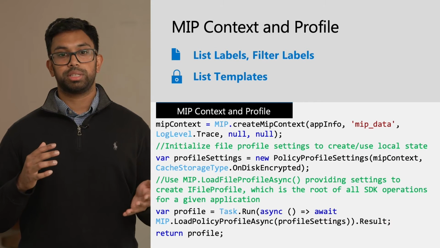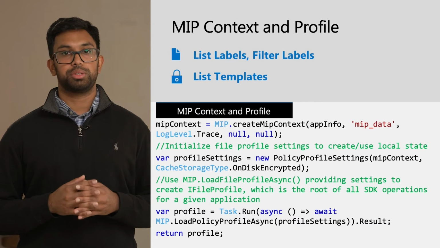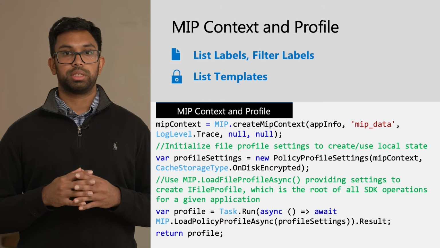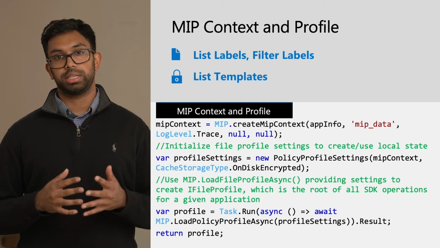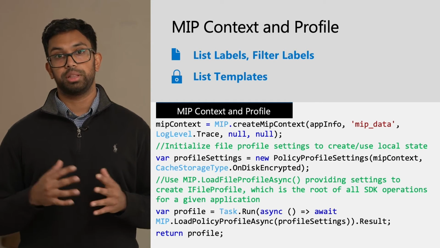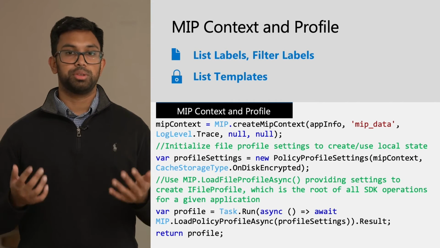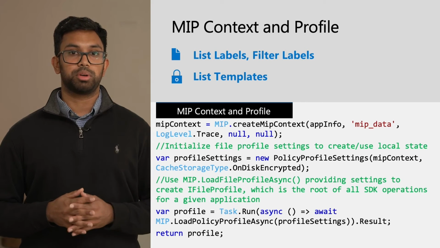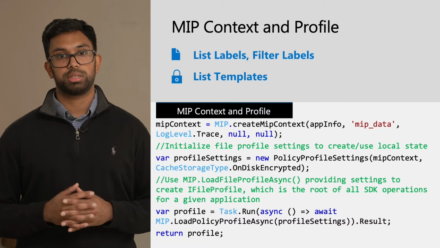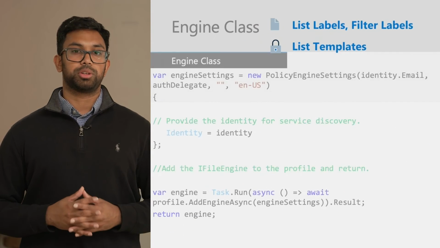You could basically set it up such that you could use the MipContext and define it based on passing in the application info and the MIP data. And then ultimately, you could set up a profile by using this context. Again, remember, only one MipContext per process. Let's now talk about the engine class.